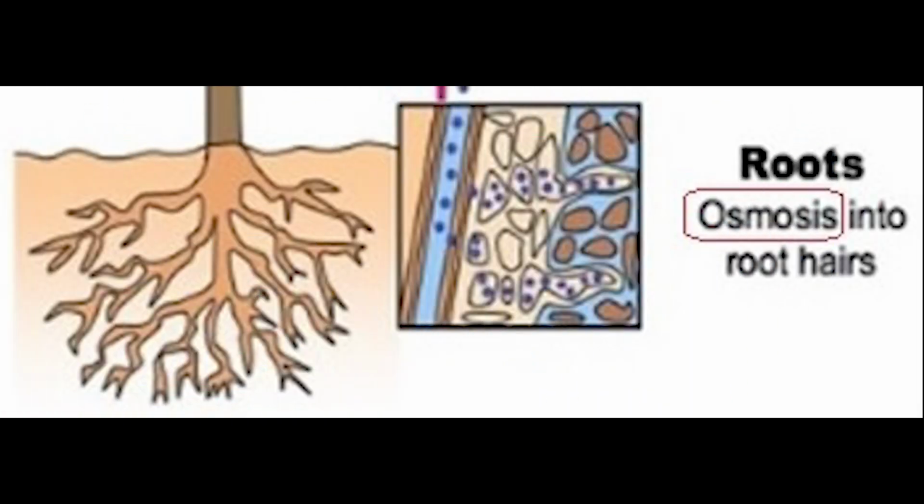So the high concentration of solutes inside the root cells pulls the cohesive water molecules from the surrounding soil into the tree roots.